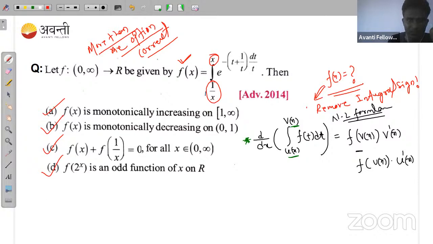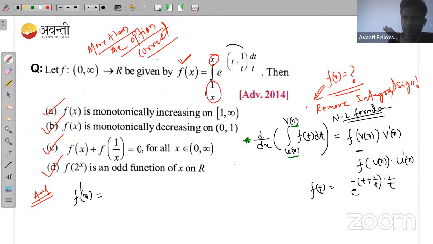F of x is given. Now we have to find f dash x. Let's find f dash x here. Everyone please try to find f dash x. For f dash x, in place of t I have to put x. Okay, so that will be e to the power. Basically this is dt, right? The whole function is what? Here f of t is what? As per our question, e to the power minus t plus 1 by t into 1 by t.